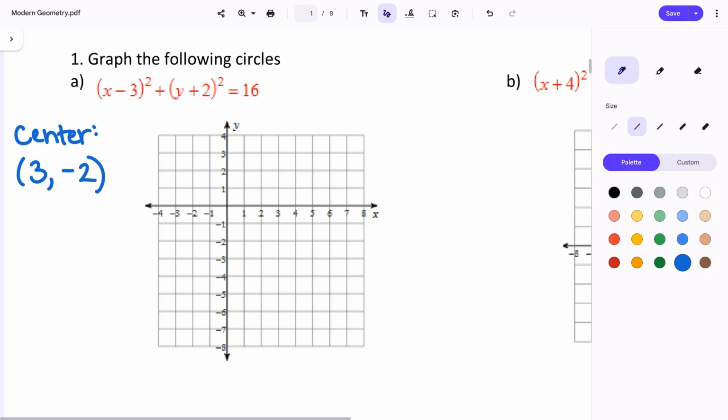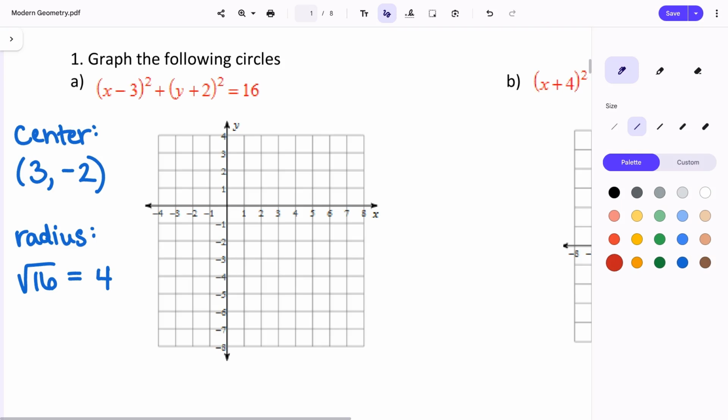Now the radius, that comes from the very end, the 16. But remember the 16, that's representing our r squared. So what do I need to do to the 16 to just get r? Square root it. So what is the square root of 16? 4.